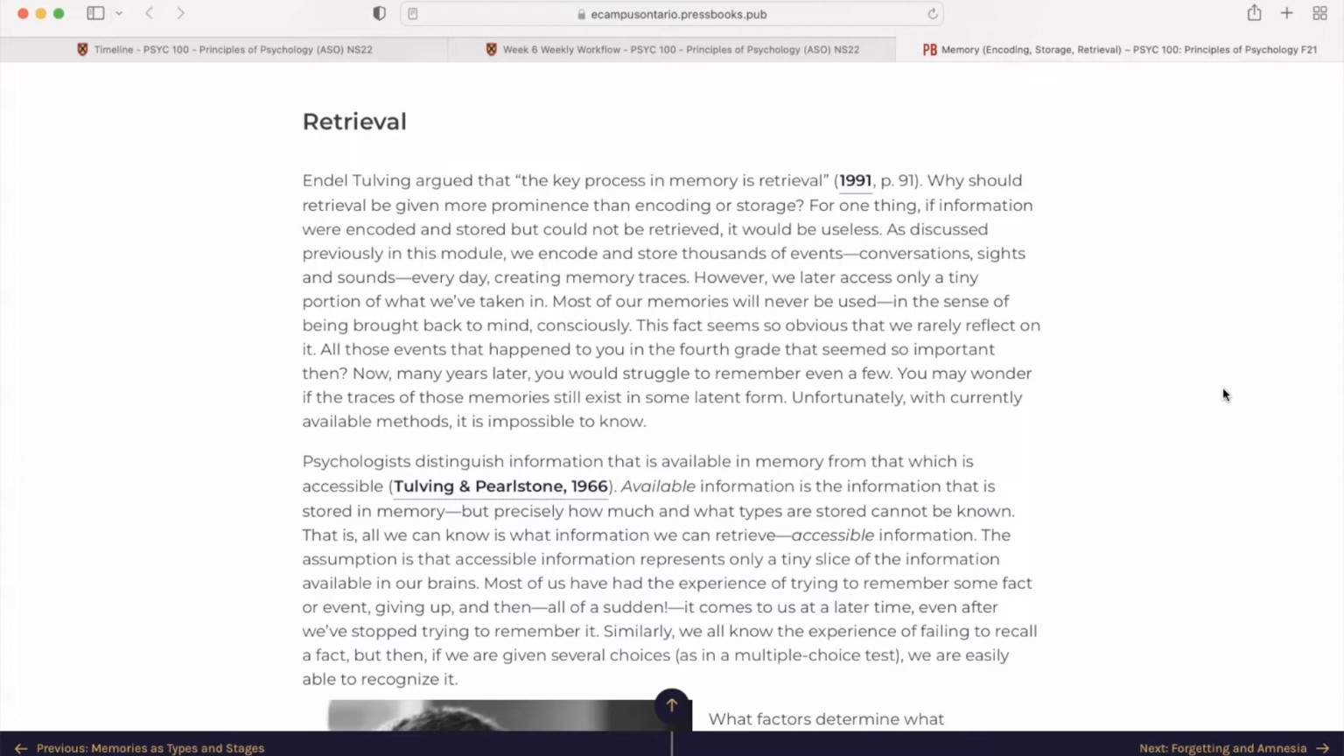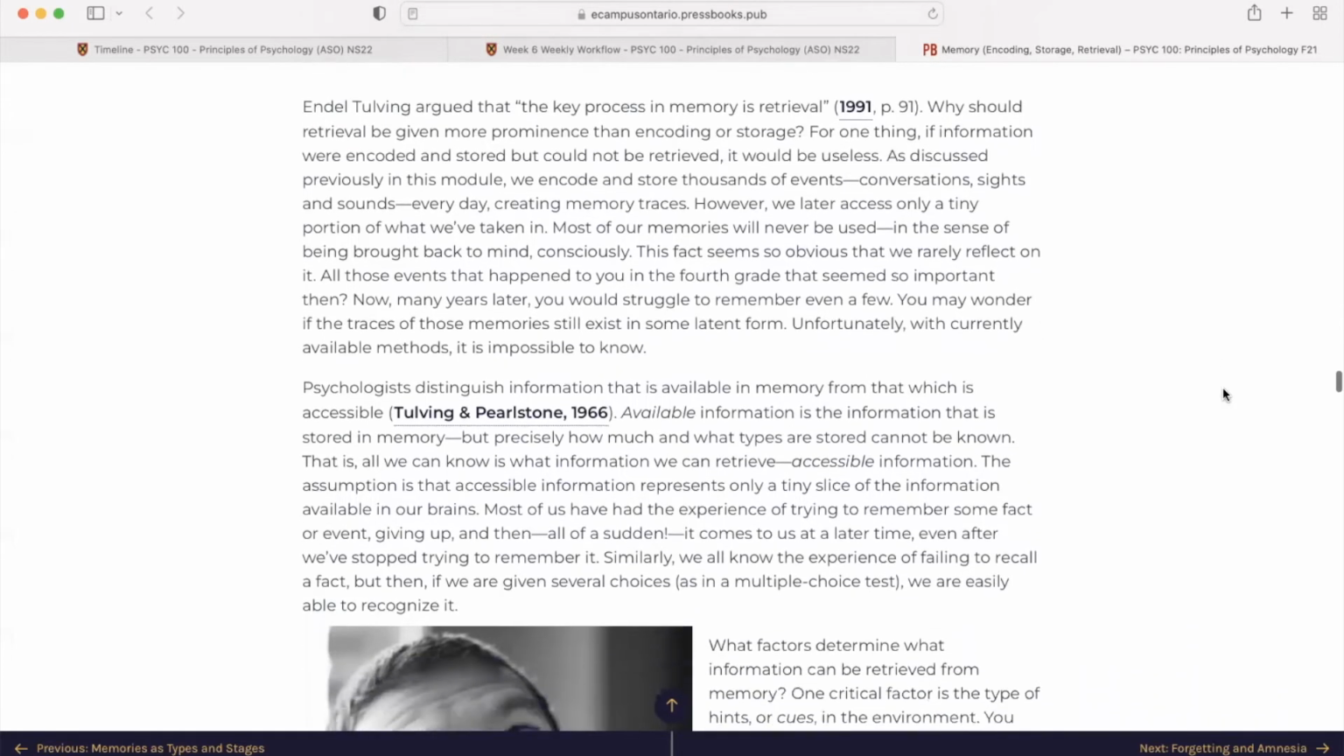All those events that happened to you in the 4th grade that seemed so important then. Now, many years later, you would struggle to remember even a few. You may wonder if the traces of those memories still exist in some latent form. Unfortunately, with currently available methods, it is impossible to know.